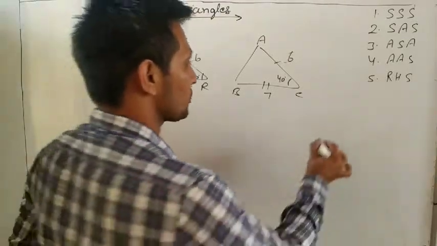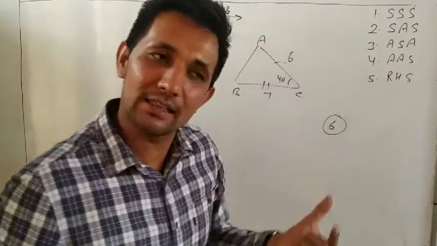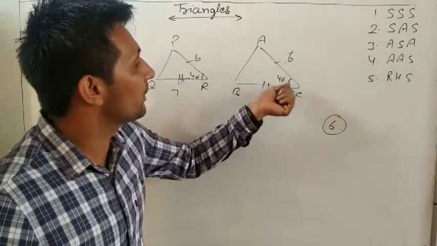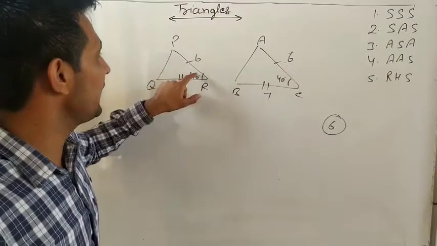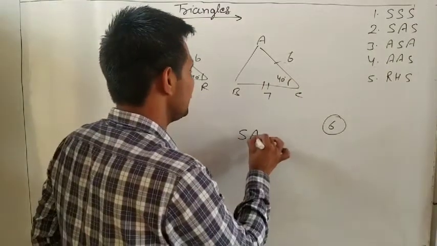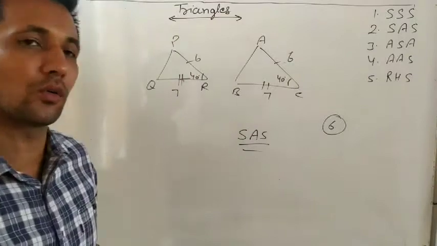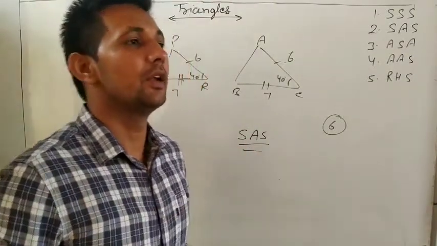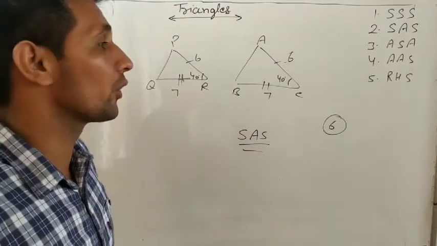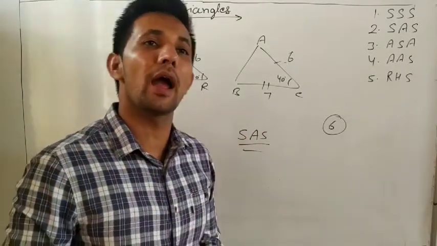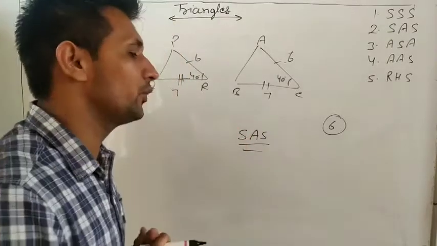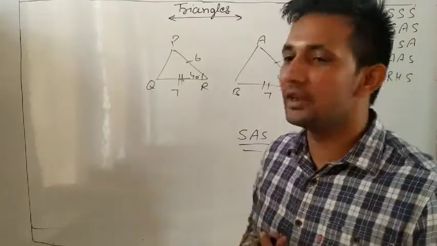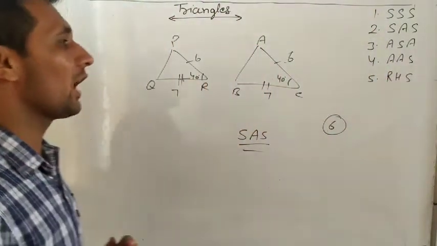There are 6 corresponding parts. 3 are angles and 3 are sides. Everyone knows? But here we have already proved only 3 parts: side, angle, side. So these two triangles are congruent by side, angle, side. But how many more parts remain? 3 more: 1 side and 2 angles. Anyhow, if you say that 2 triangles are congruent, then corresponding parts are always equal.